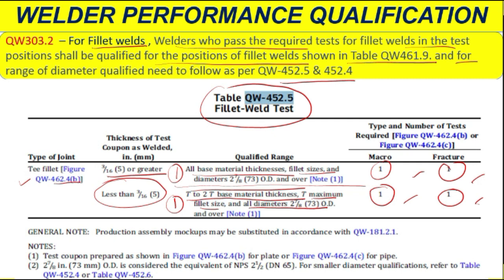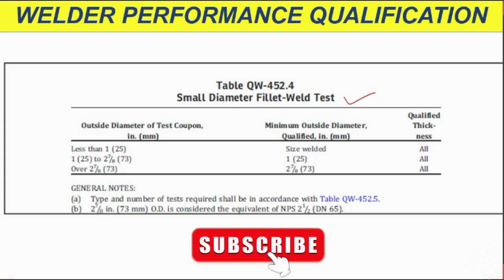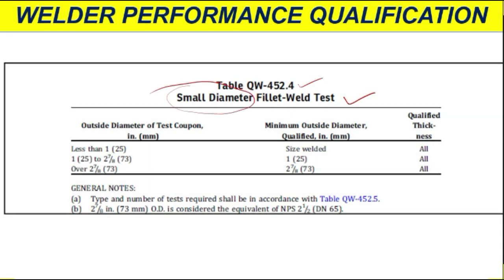This is 452.5. Another one is 452.4, that is for a small diameter fillet test. The previous one, 452.5, is related to thickness, diameter, everything. But here, 452.4 is the small diameter fillet, related only to diameter. If the outside diameter is less than 25 mm, the minimum outside diameter welded is qualified, and qualified thickness is all. If the outside diameter is 25 to 73 mm, the minimum outside diameter should be 25 and qualified thickness is all. If it is over 73 mm, then the qualified minimum outside diameter is 73 mm and qualified thickness is all. So you understand 452.4 and 452.5, what is the difference?